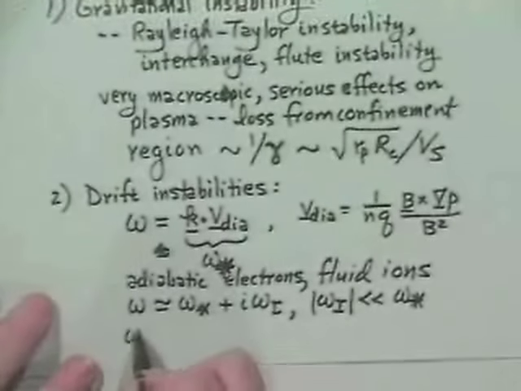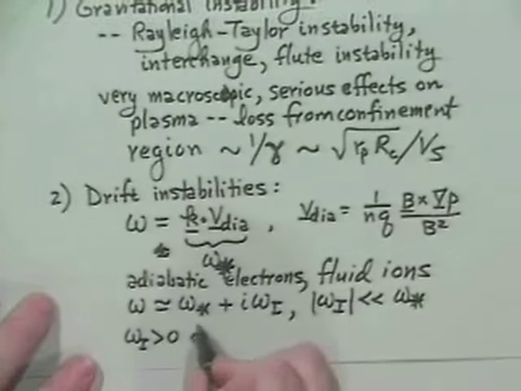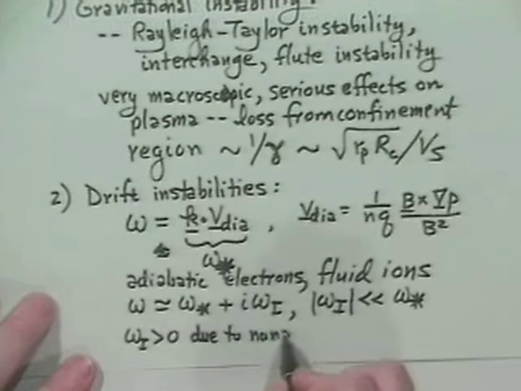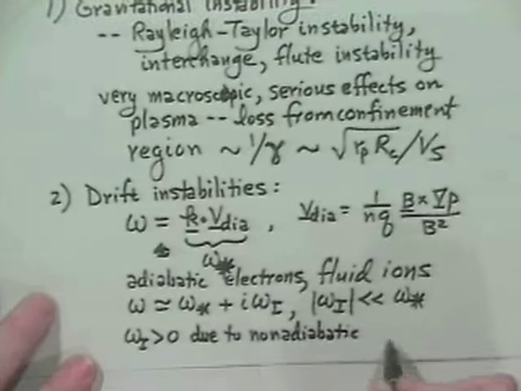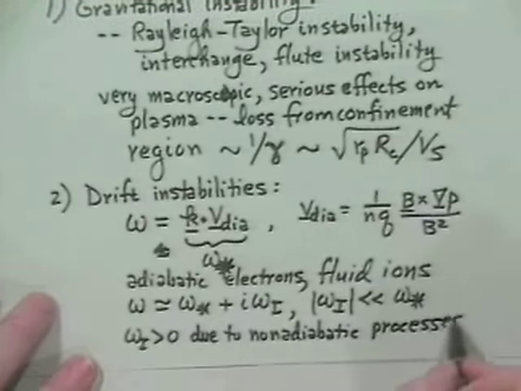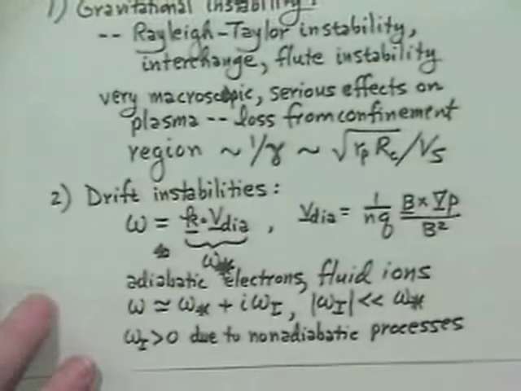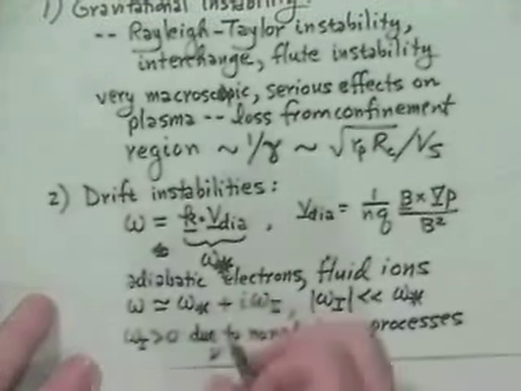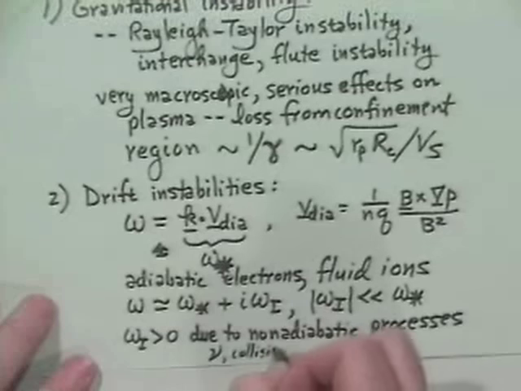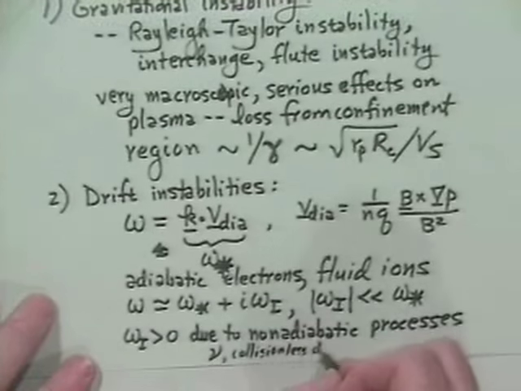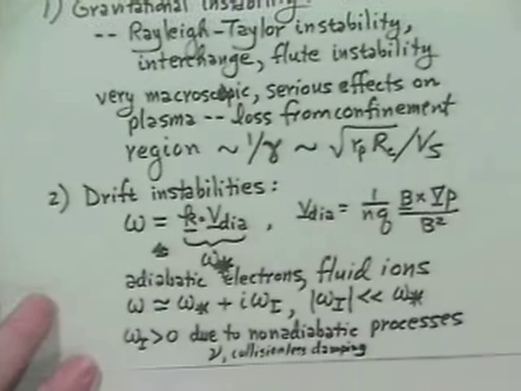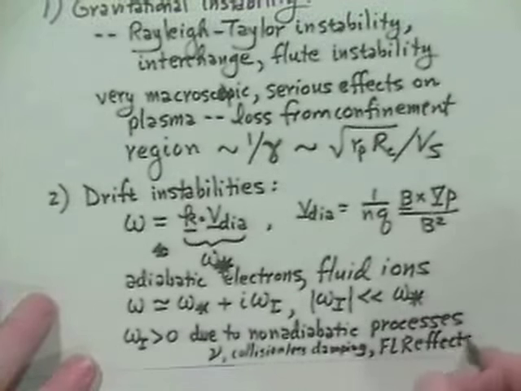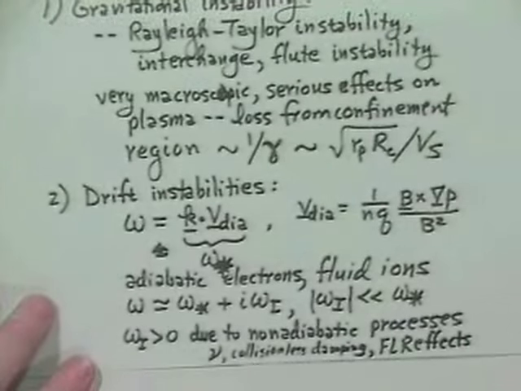And how do you get instabilities? Well, you get omega I greater than zero, basically due to non-adiabatic processes. If you had purely adiabatic electrons, you get basically no transfer of energy from the waves to the particles or vice versa, and so you don't get anything. And non-adiabatic processes might be collisions, or they might be collision-less damping, which we will call Landau damping in a little while. Also, you get so-called finite Larmor radius effects, FLR, some people call them, which causes the E cross B drifts of the electrons and ions to be different, as we've mentioned before, etc.